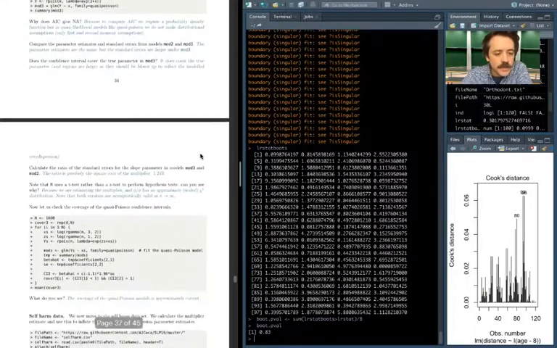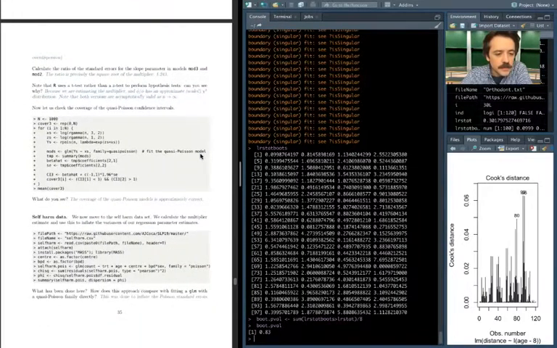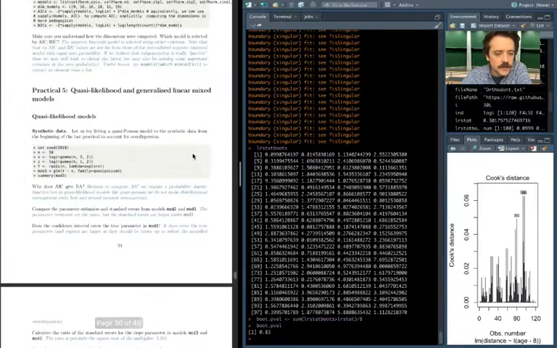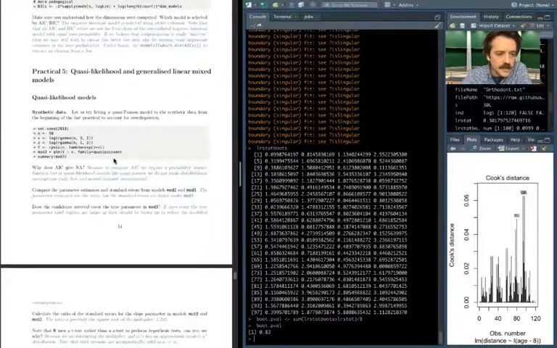The structure is very similar to the last practical. So first of all, we look at this synthetic data, and we note that this quasi-likelihood model will essentially give you the same sort of answers, except for the fact that the variability will have been blown up by the estimate of the dispersion parameter that the quasi-likelihood model allows for, right?